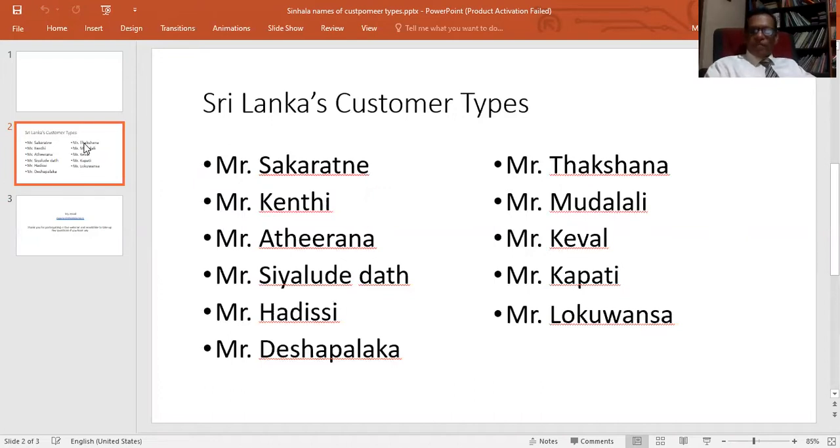Mr. Sakaratna. Then comes Mr. Kenti, Mr. Atirana, Mr. Siyal Dedat, Mr. Hadisi, Mr. Desapalaka, Mr. Takshana, Mr. Mudalali, Mr. Keval, Mr. Kapati, and Mr. Lokwansa. So I have categorized 1, 2, 3, 4, 5, 6, 7, 8, 9, 10, 11 customer types.